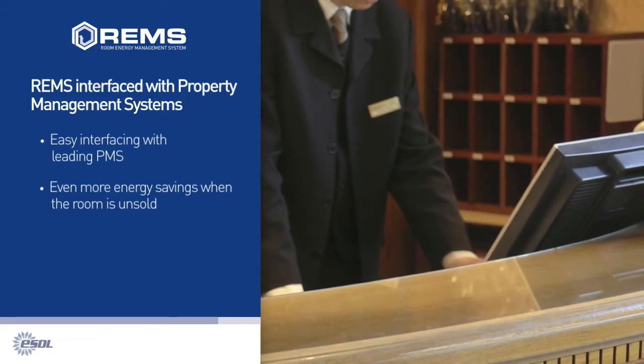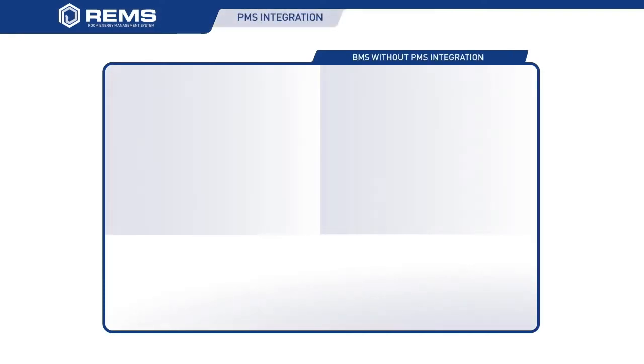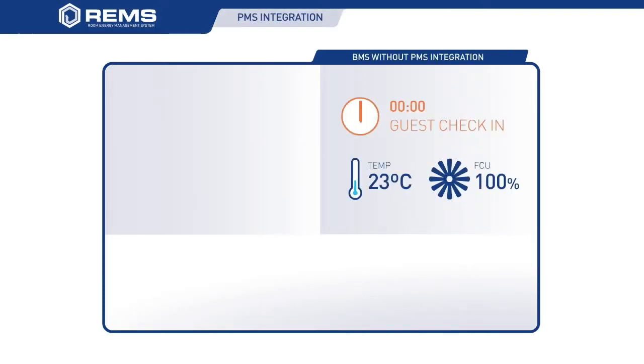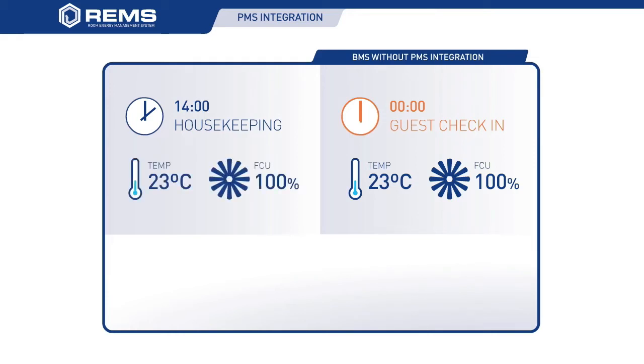How is this achieved? Consider a guest who will be checking in at midnight. Housekeeping would have the room ready by 1400 hours, and the room would be set to a temperature as requested by the guest at booking time, or to the standard that the hotel management selects as optimal for guest comfort. For example, 23 degrees Celsius, normally controlled by a building management system.